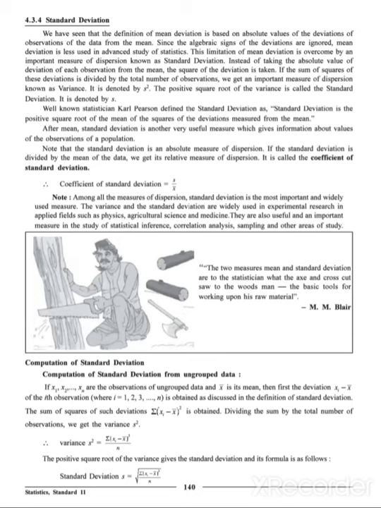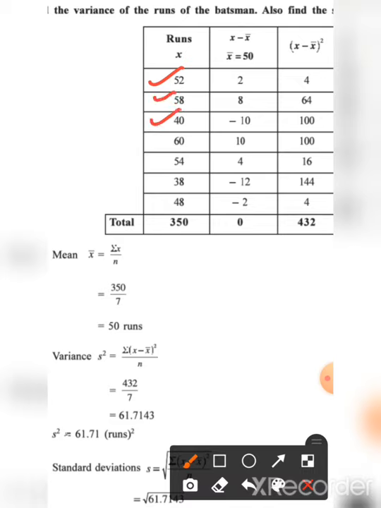So as per the formula, we need to find the mean, and as per the required formula we are going to prepare our table. Over here, children, we will write all the runs scored by the batsman in a vertical order, denoted by x. All would be added because we need to find the mean. The total is 350.